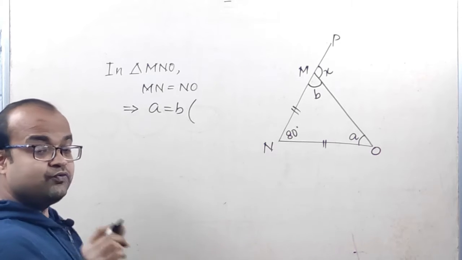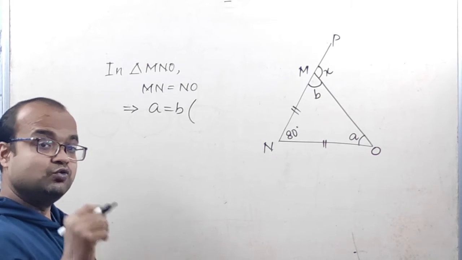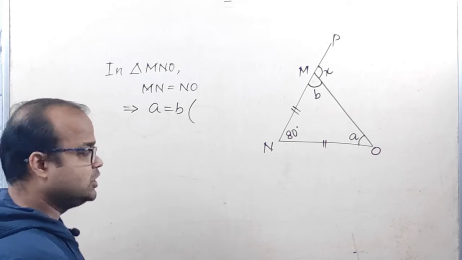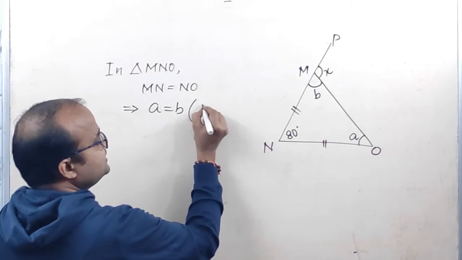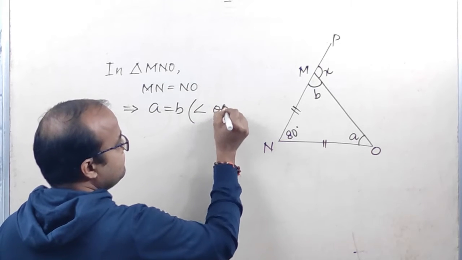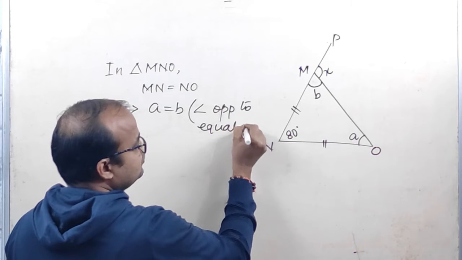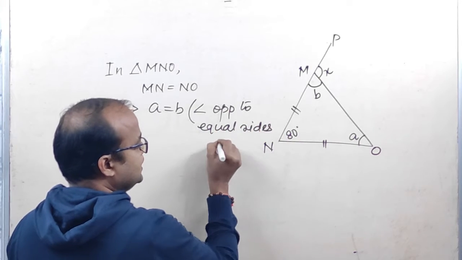Reason: don't forget to write the reason once you have applied any result or property or theorem. So we can say that angles opposite to equal sides are equal.